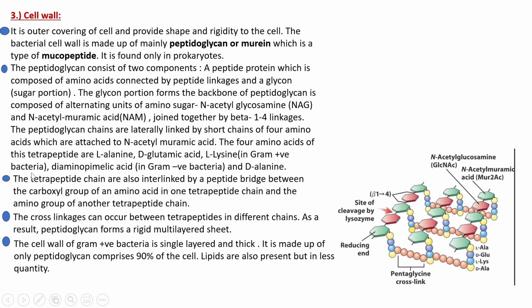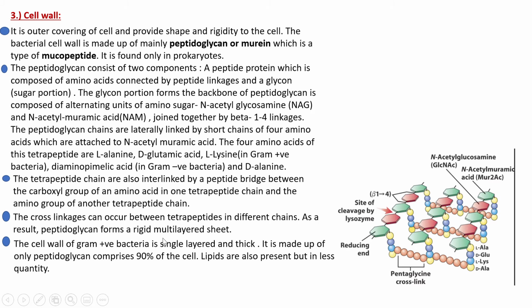The tetrapeptide chains are also interlinked by a peptide bridge between the carboxyl group of an amino acid in one tetrapeptide chain and the amino group of another tetrapeptide chain. A peptide bridge is also present here. The cross linkages can occur between tetrapeptides in different chains. As a result, the peptidoglycan forms a rigid multilayered sheet, as there are cross linkages present between tetrapeptides.